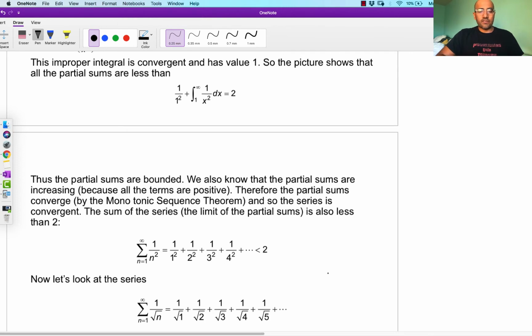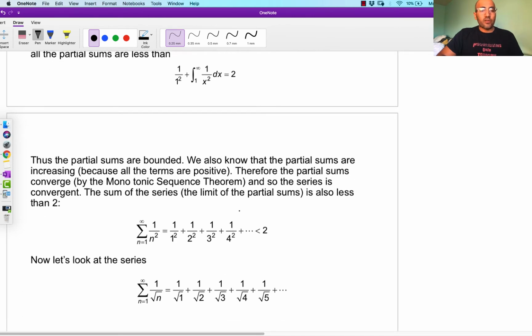The sum of the series, this guy, well, notice that we don't actually have a value for it. I don't know what they're going to add up to, or at least we haven't proven that. But I do know that it's less than 2, for sure. And I know it converges, and it converges to something less than 2.